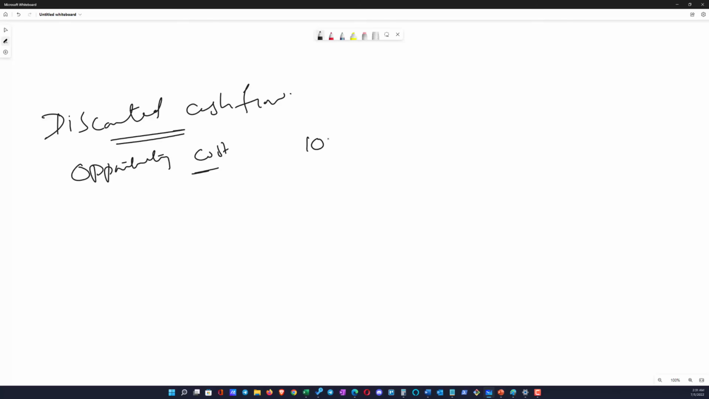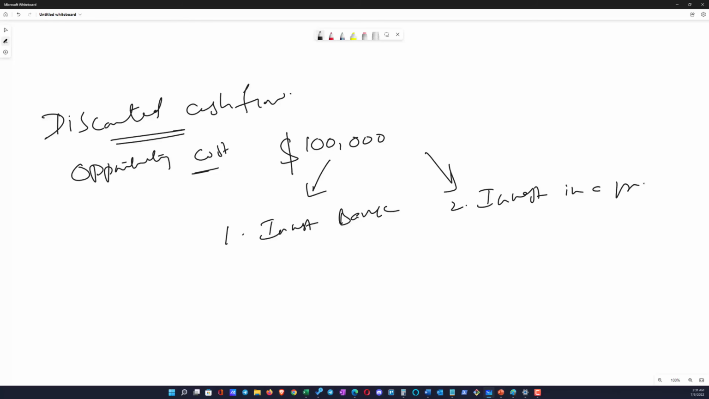Let's say you have $100,000, and you have two choices. One, to invest this money in a bank, and two, invest in a project. Pardon my handwriting, but if you can follow, that's fine. This is project, this is bank.